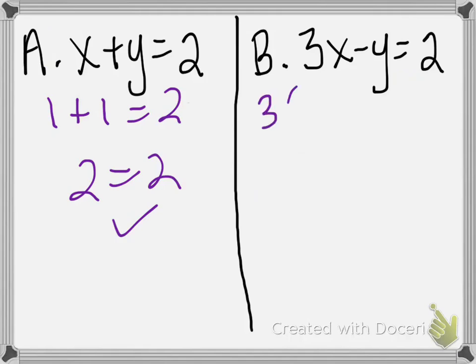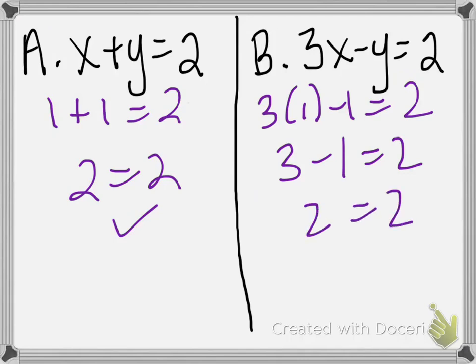Equation B, we have 3 times 1 minus 1 should equal 2. 3 times 1 is 3. We still have the 1 we need to subtract. 2 equals 2. Again, that's a true statement. So equation B also is solved with a solution set 1, 1.